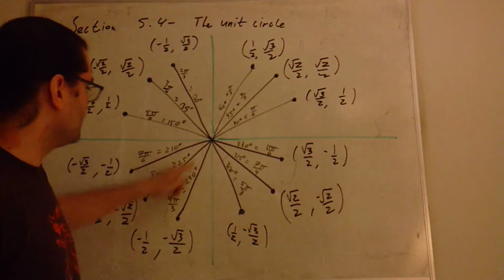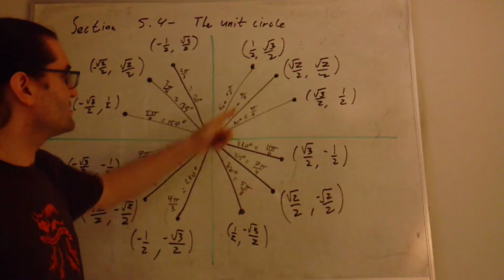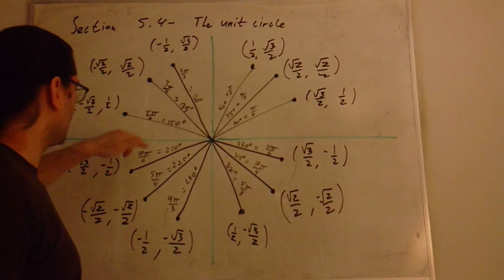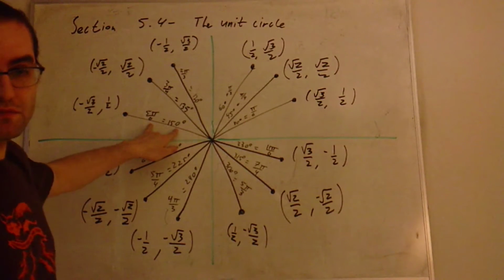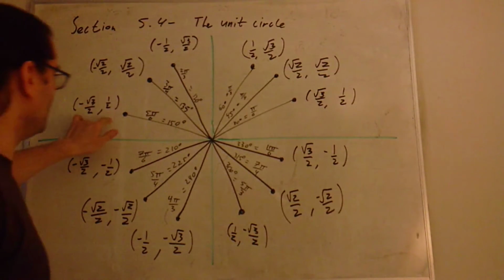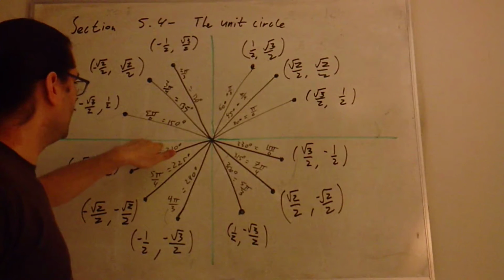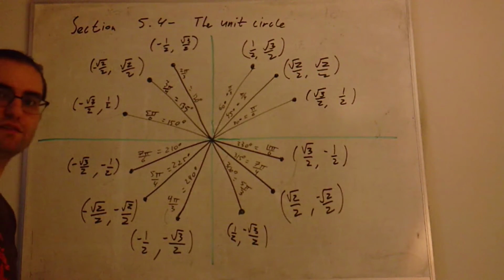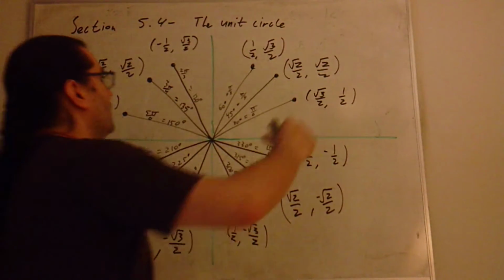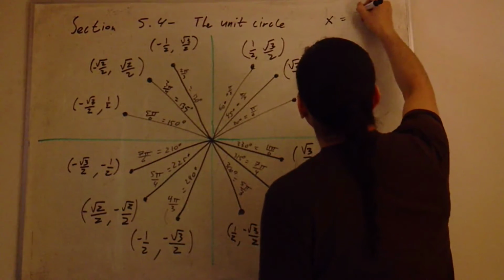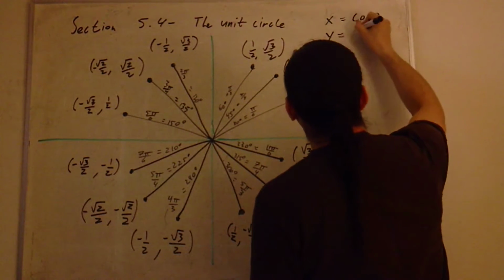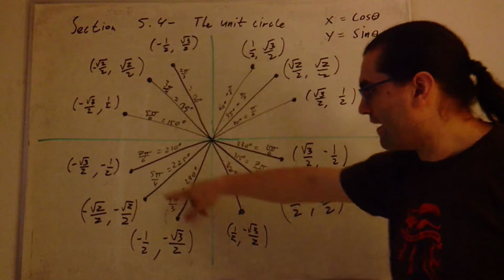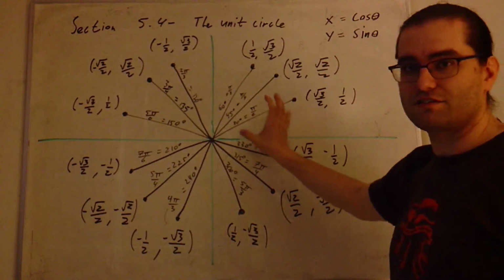because all of these radial distances are equal to 1, it means that if I take any one of these and try to make a triangle, I'll have a hypotenuse of 1, and the x and y values will be the length of the opposite side and the length of the adjacent side, which means that these x and y values correspond directly to sine and cosine values. All of these x values are cosines, all of these y values are sines. This is only true for these because they all have a distance of 1.